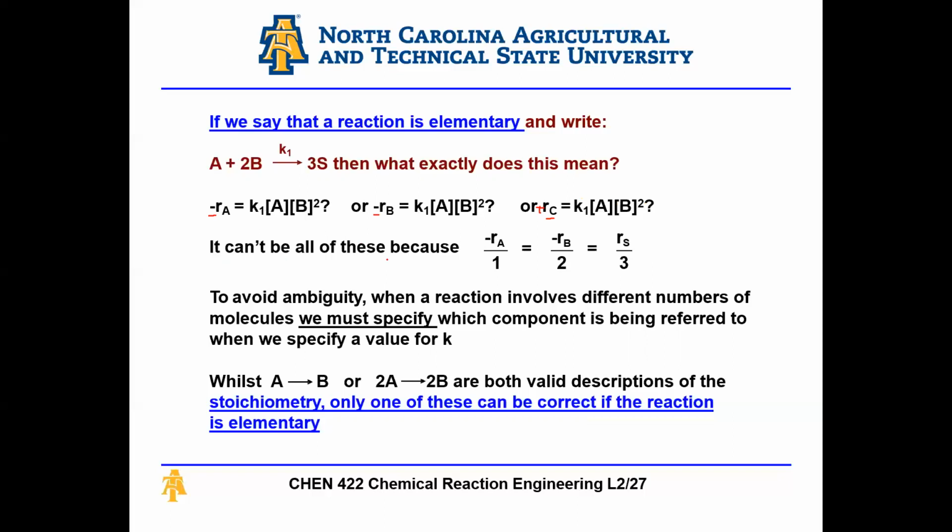What this slide is saying is that it cannot be all of these, because the reaction rates cannot be the same, because I have these stoichiometric coefficients here. So in order to avoid ambiguity, when a reaction involves different numbers of molecules, we must specify which component is being referred to when we specify a value for k, right? So what this is basically saying is, although A to B or 2A to B are both valid, only one of these can be correct if the reaction is elementary, right?